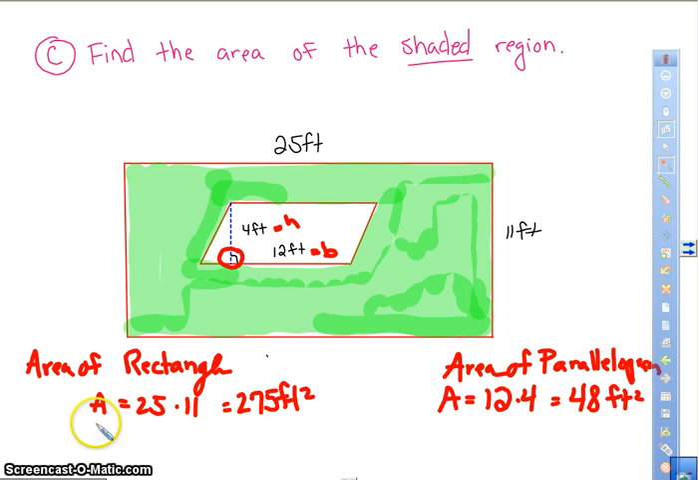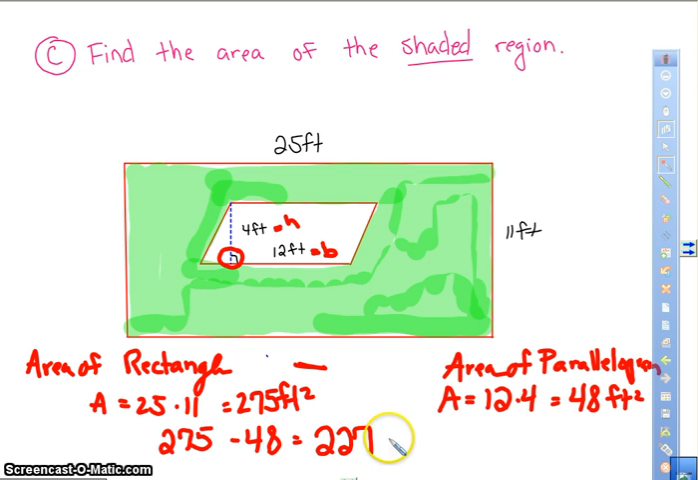Okay, so what I'm going to do is take the area of the rectangle and subtract the area of the parallelogram because I'm taking this part out. It's like the donut hole, the middle of the donut. I have to take that out. That's not part of the area. I don't get to eat it. Okay, so we take that out of our area. So I have 275 minus 48, and you get 227 when you subtract. It's still an area, so I need to put my feet squared on there, and that would be the answer.